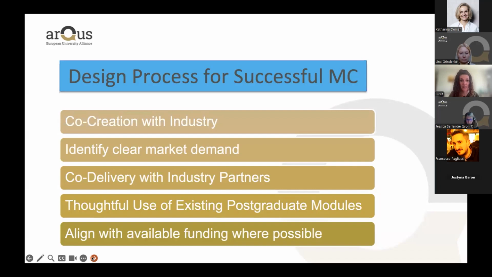What is a design process for successful micro-credentials? So what does it look like? Really important for almost all of it, I would take it as a starting point that there should be a co-creation with industry.